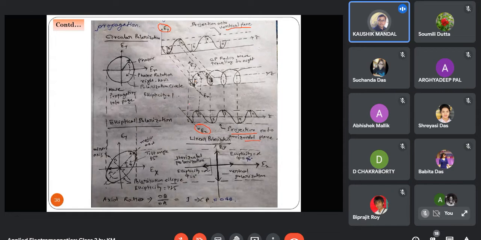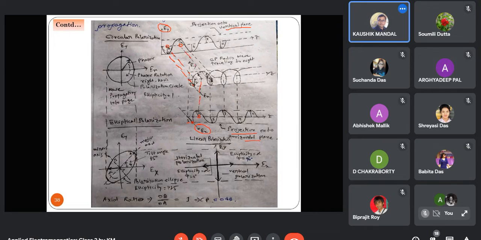For simplicity, we have considered different points. From the x component, we are considering point number 1. Then from the y component, we are taking another point, 2. Then from x, we are taking 3, then from y, we are taking 4. Now, you see, we are drawing the projection for point 1. This is for point 2. This is for point 3. This is for point 4.